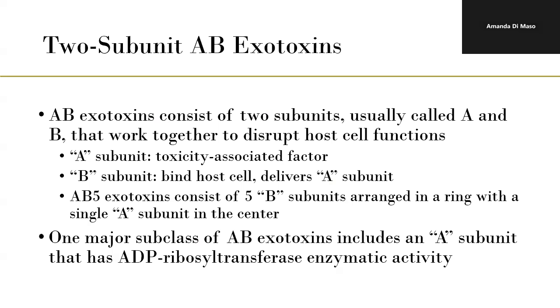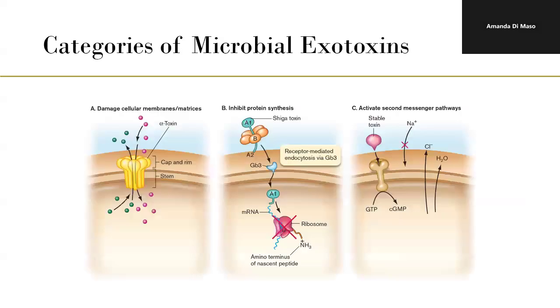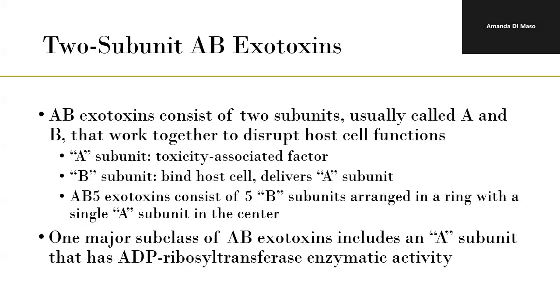The A subunit is the toxicity factor. So this is the one that causes the problem. The B subunits are basically delivery systems. They protect A and get A to where it needs to be. So usually there's 5 B subunits and 1 A subunit, and the B subunits arrange in a ring around the A. I'm going to go back for a second here. This is what I mean. We've got the 5 B subunits and the A subunit in the middle of it, and then it's going to be delivered into the cell.